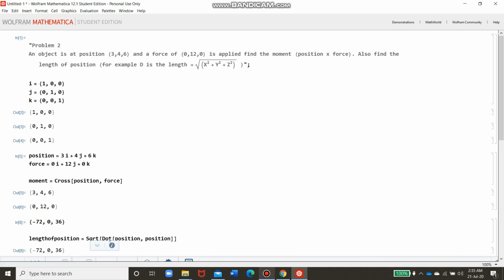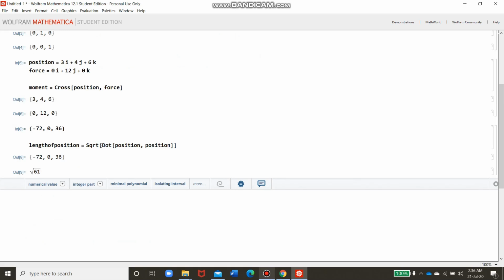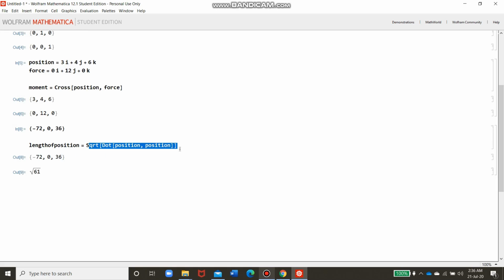I'm going to explain to you why I use the dot product over here. I want the length of position. So what is the position vector over here? It's 3, 4, 6. So 3 squared plus 4 squared plus 6 squared. 3 squared is 9, plus 16 is 25, 25 plus 36 is 61, so root of 61. That is the main reason why I use square root of dot, position, comma, position.